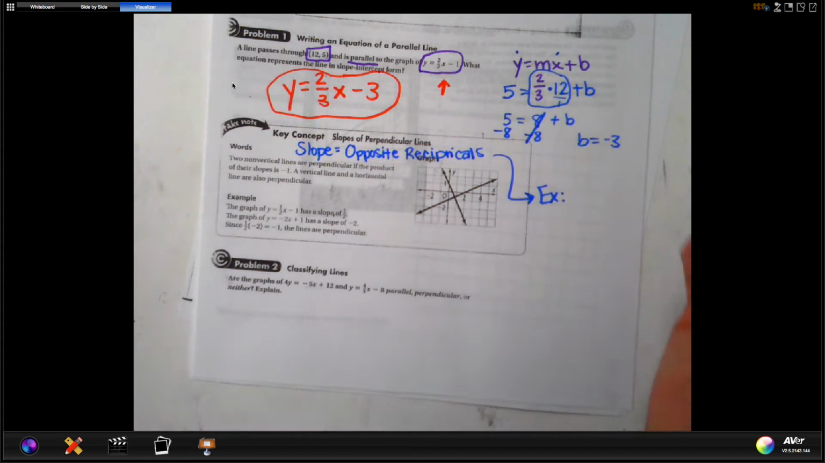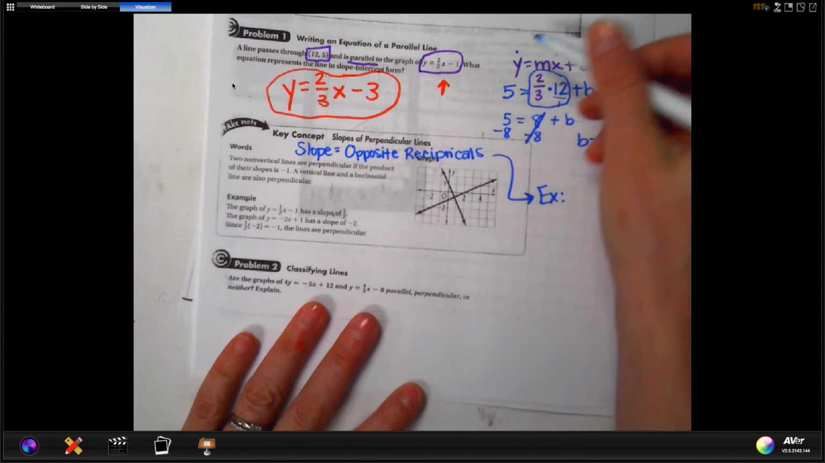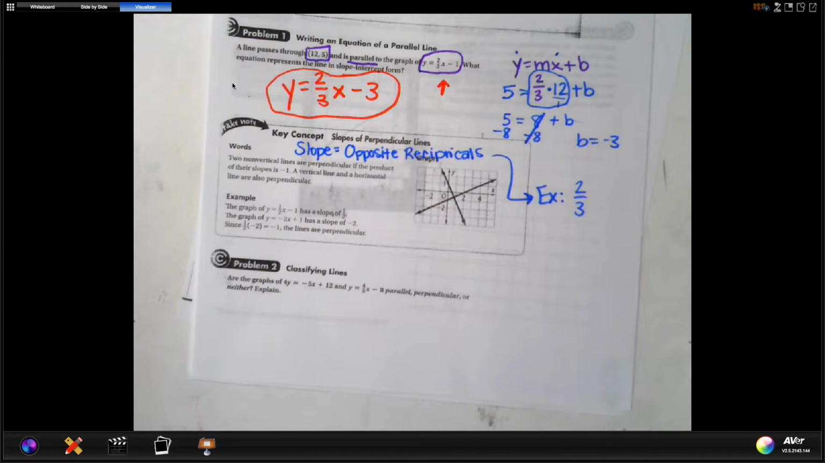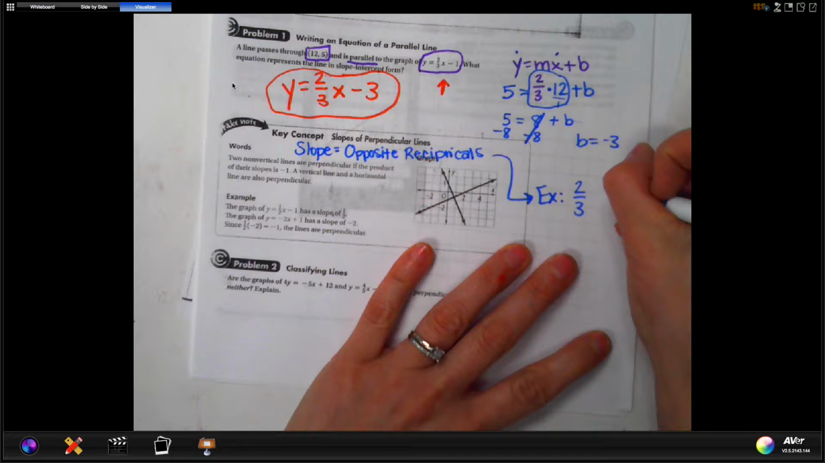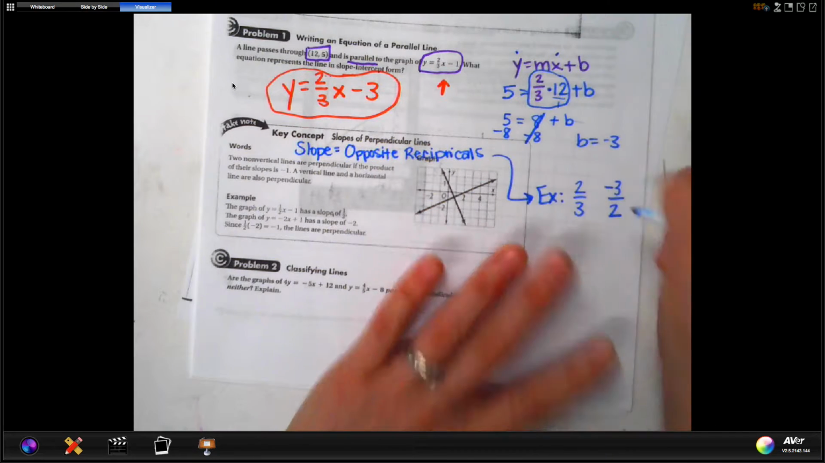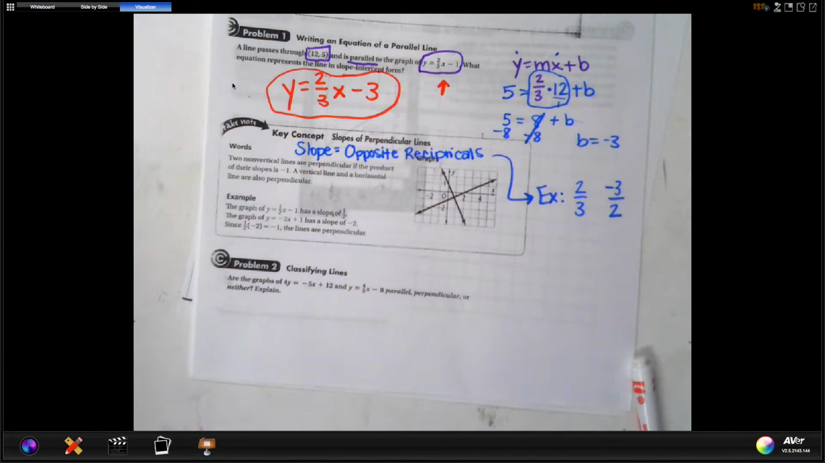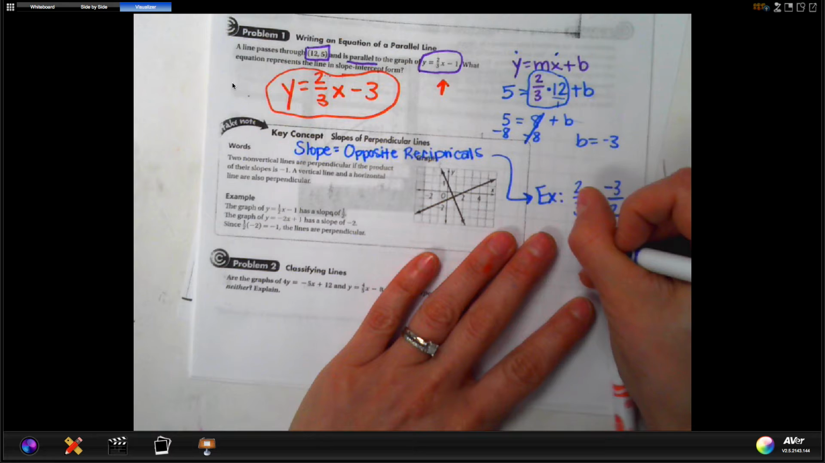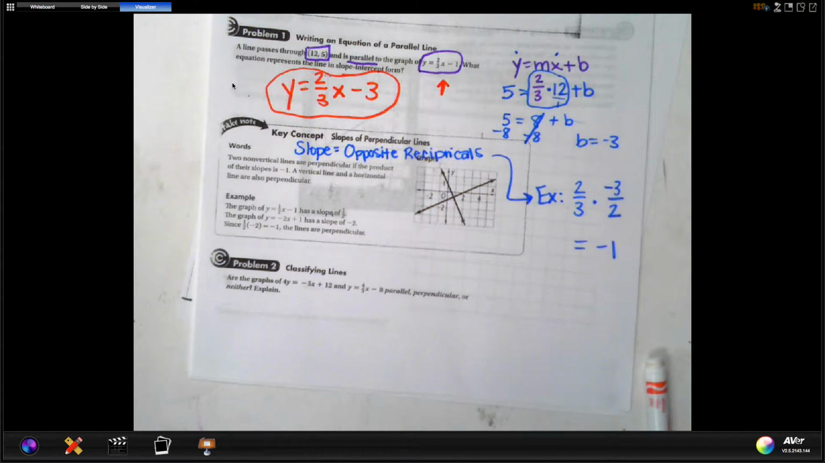If the first slope, like the one above, is 2/3, let's say, the opposite reciprocal of 2/3 would be -3/2. So you gotta flip the numbers and you gotta make it opposite. Now, the way you can check to know if you have the right answer here is if you multiply these two, you should get -1.